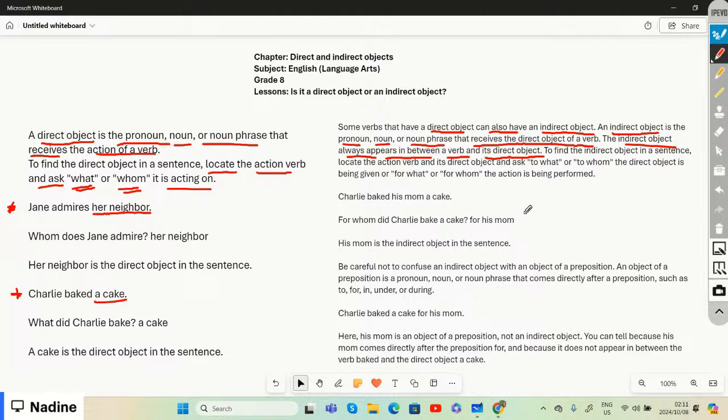In order for us to find the indirect object in a sentence, we need to locate the action verb and its direct object. And we need to ask ourselves to what or to whom the direct object is being given, or for what or for whom the action is being performed.